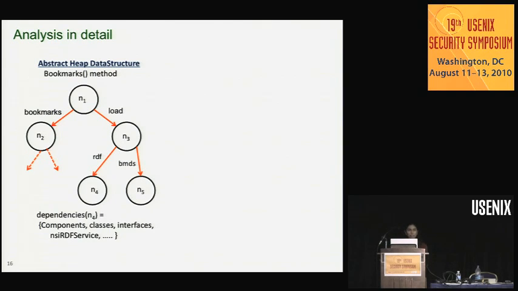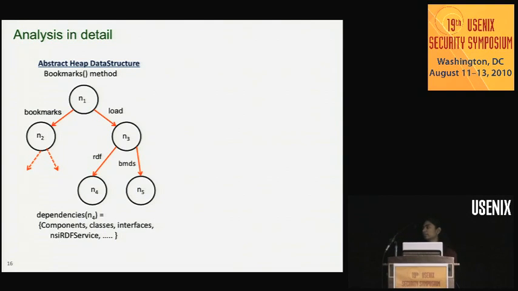What VEX does is, for every object and method of the JavaScript program, it creates an abstract heap data structure. So the nodes in this data structure are objects, properties, and methods. And the edges in this data structure represent the object properties. So for example, the bookmarks method is represented by node n1. And the load function of the bookmarks method is represented as node n3.